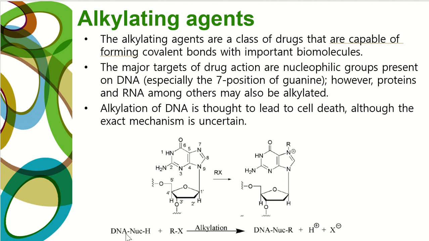So, we have DNA here, we have the nucleophile and the hydrogen, and we have RX, right? So, normally when we see RX, we know that R is possibly some type of alkyl and X is usually some leaving group, right? So it might be a halogen. Then you have alkylation, so essentially replacing that hydrogen with R, whatever R is, and loss of this leaving group, which is X here. So this is literally how these alkylating agents work.